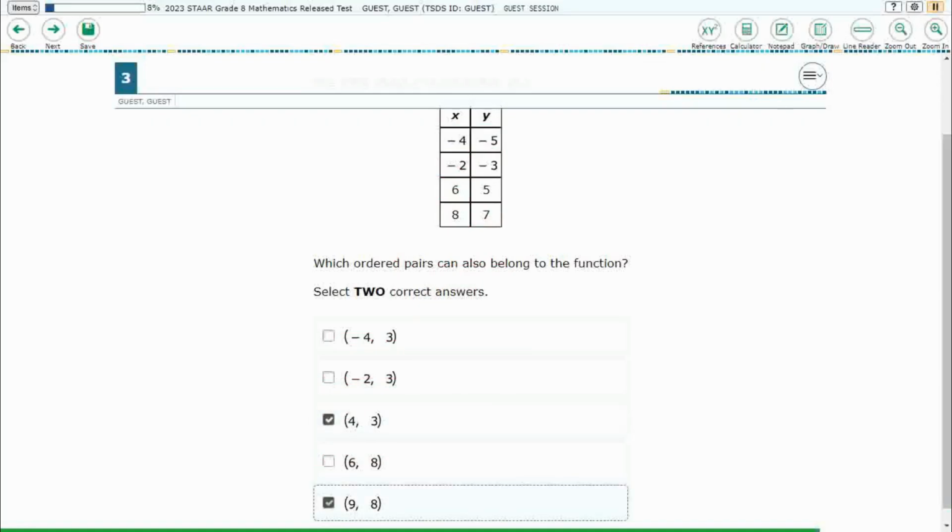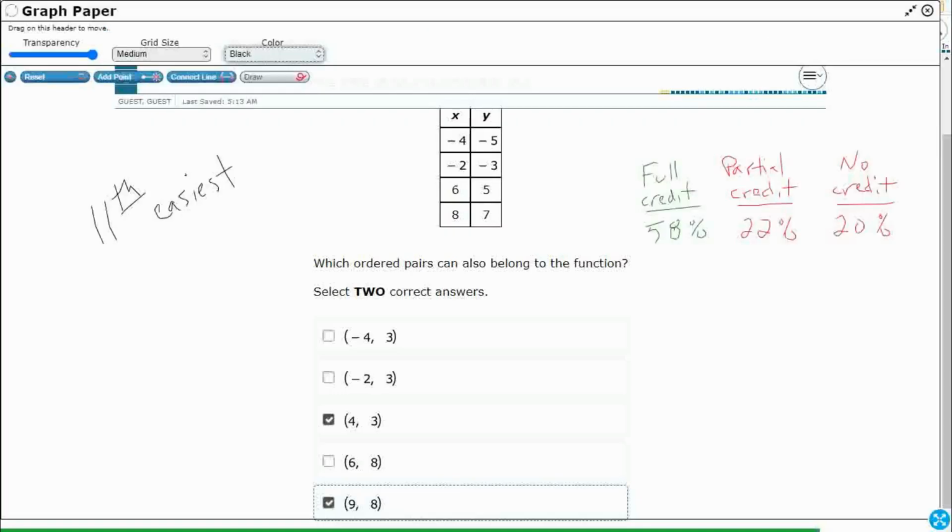Let's see how we did across the state of Texas. This was the 11th easiest. There are 40 questions here, so this was 29th on the difficulty ranking, but only 58%, so we couldn't even necessarily get 3 out of 5 students to get full credit. This is a 2-point problem, so the full credit gets 2 points. The partial credit means they just got 1 out of those 2 correct. There were 20%. 1 out of every 5 students couldn't get either of these correct.